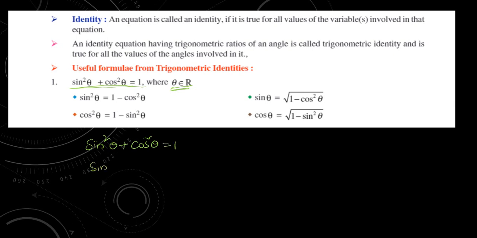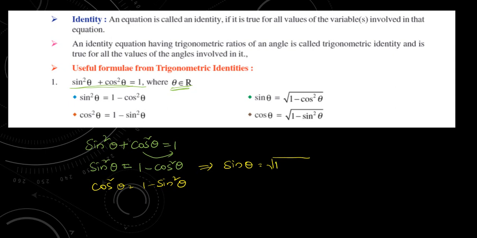Now when I need only sin square theta, I can transpose the cos square theta and write sin square theta is equal to 1 minus cos square theta. The same way, I can write cos square theta is equal to 1 minus sin square theta. Now if I want only sin theta, I can transpose the square, then it becomes square root of 1 minus cos square theta. The same way here we can write cos theta as square root of 1 minus sin square theta.